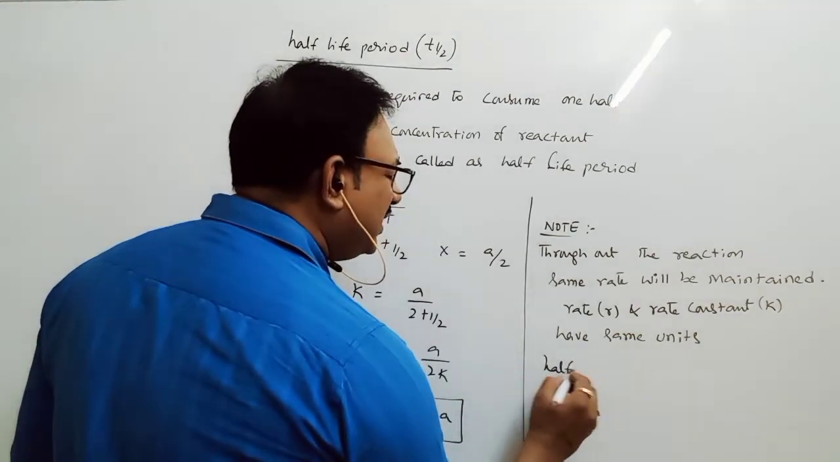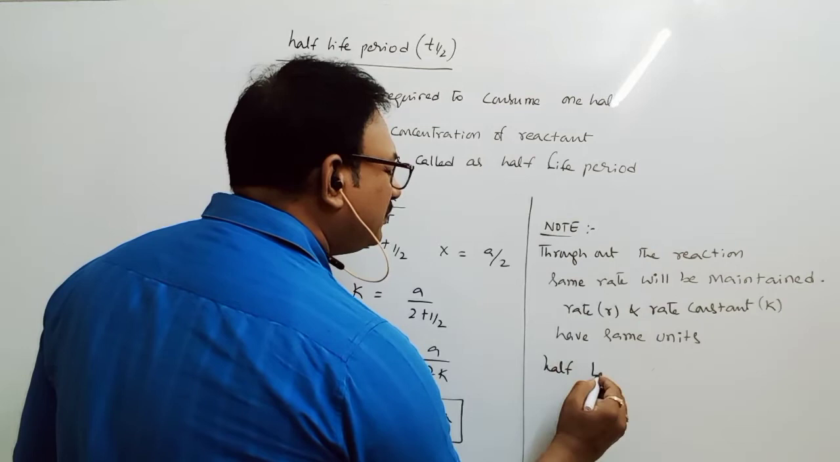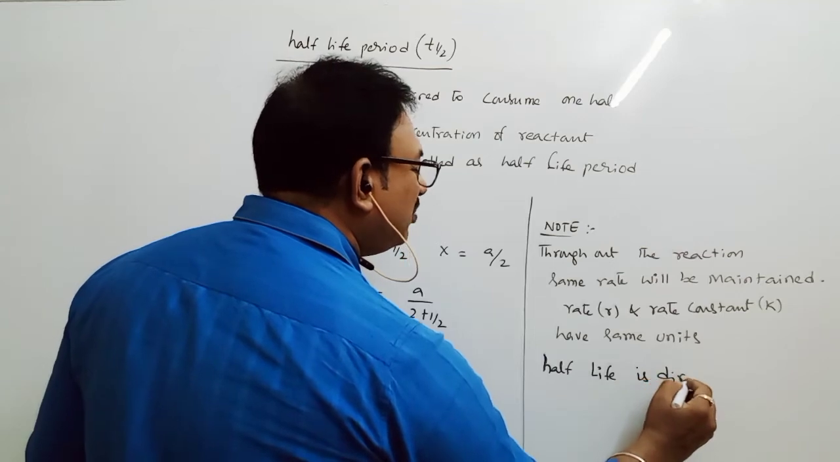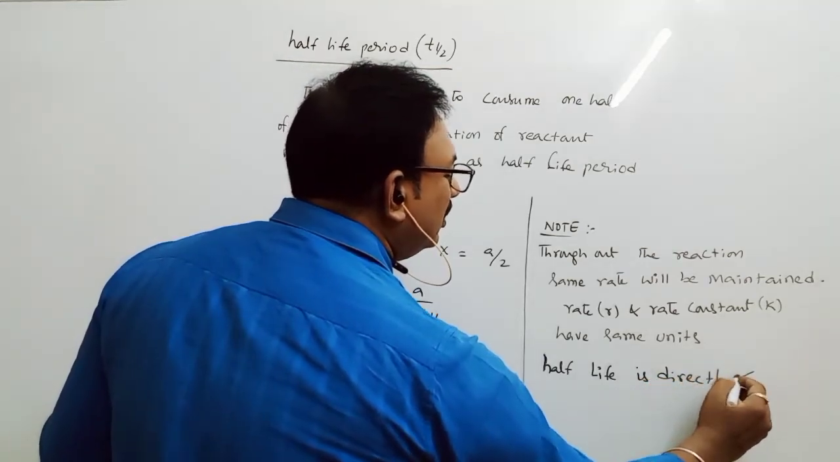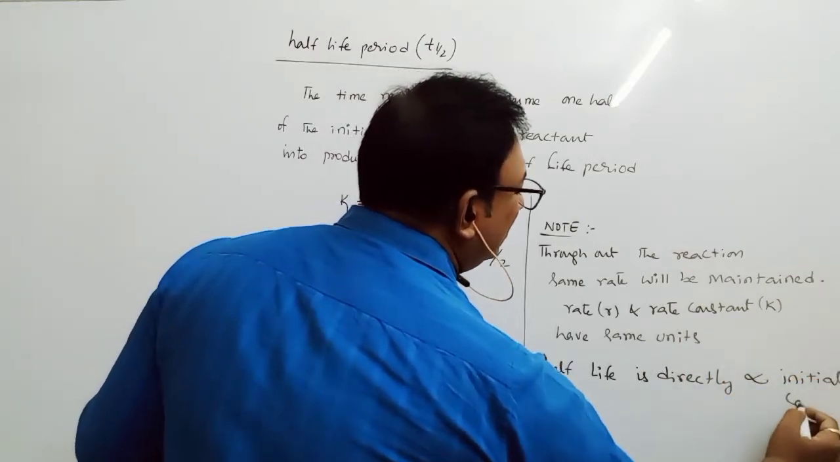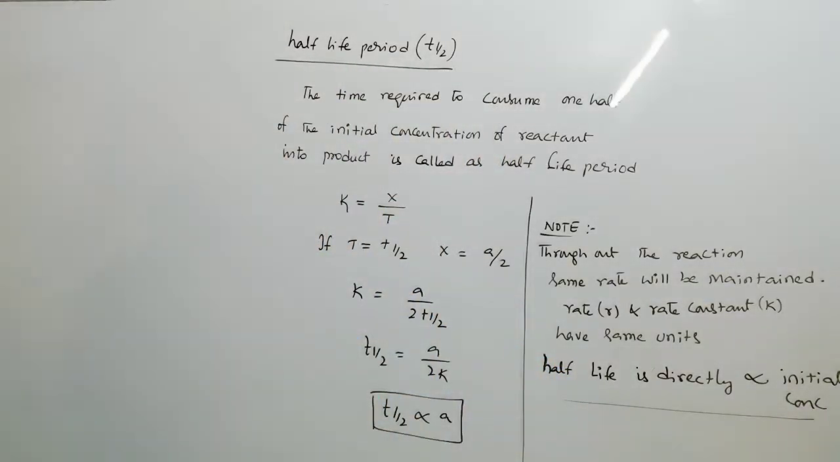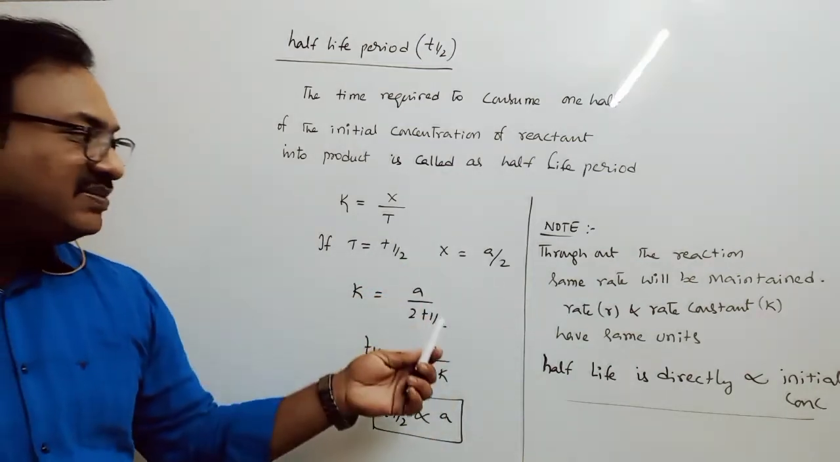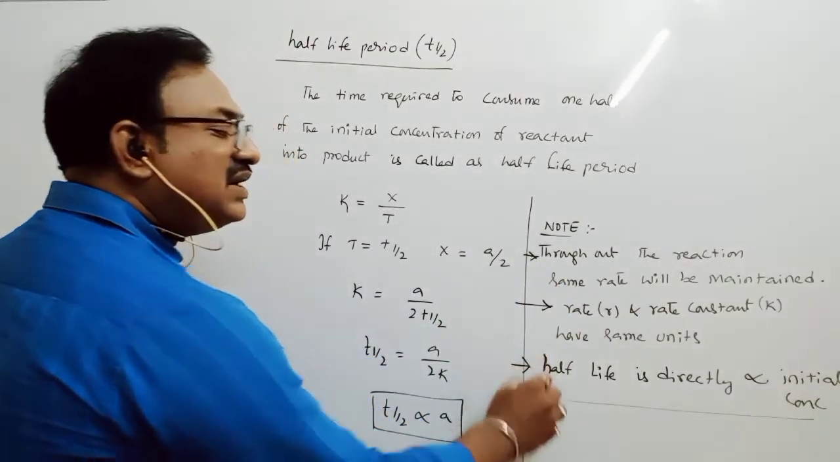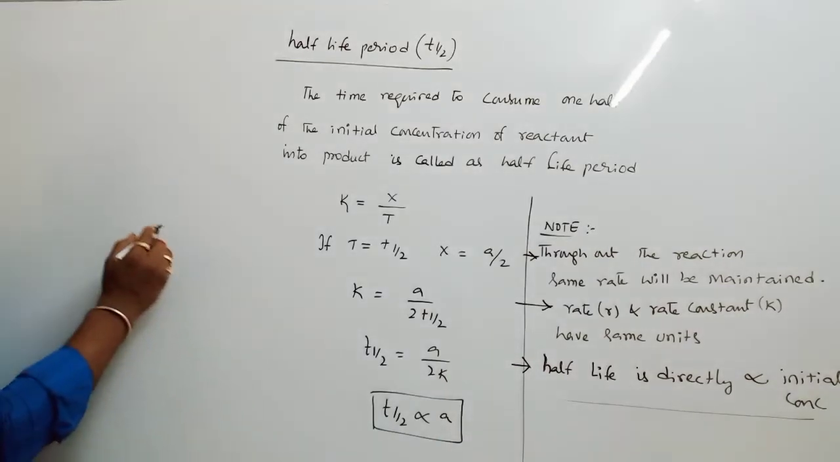Next, third point, half-life period is directly proportional to initial concentration. Right? So you have to remember these three characteristics. What are they? Throughout the reaction, same rate is maintained. The second point is rate constant and rate have same units. And half-life is directly proportional to initial concentration.